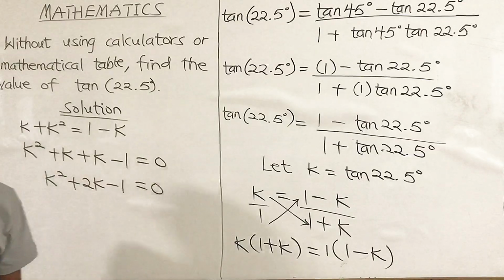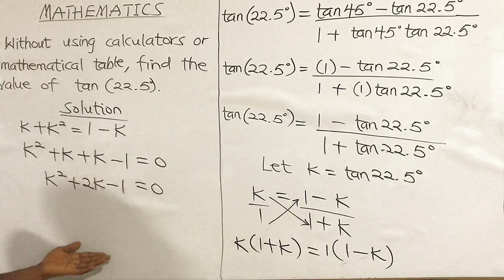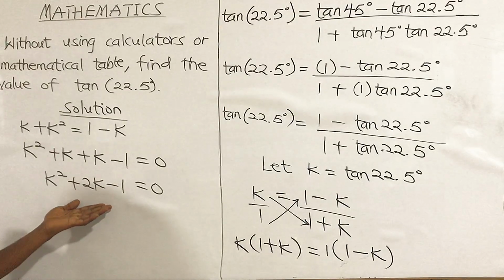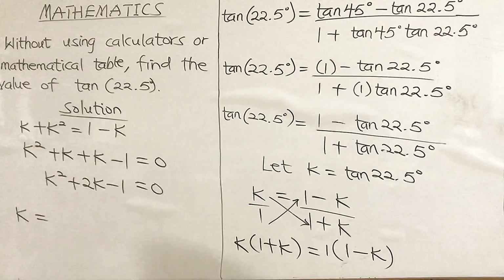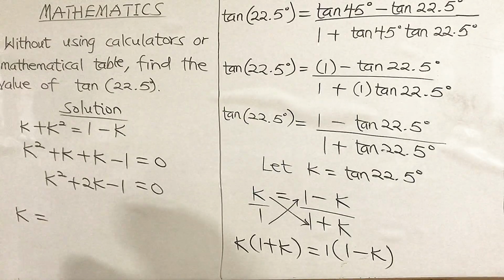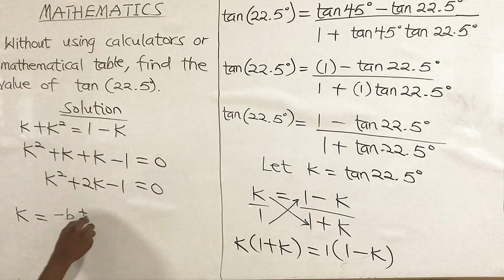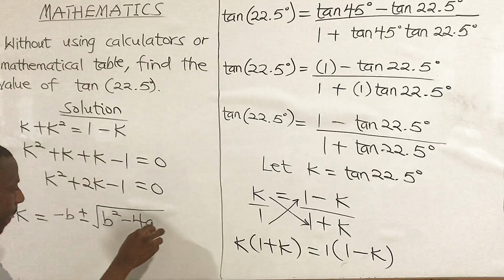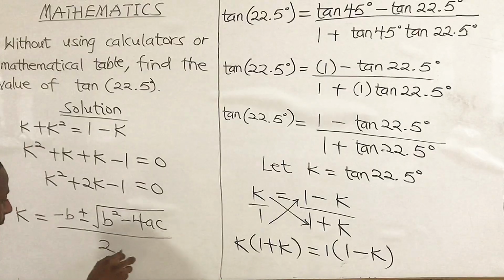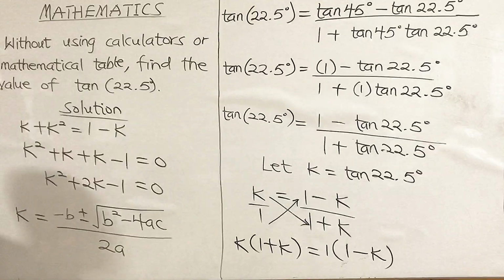Anytime we have a quadratic equation, we can use the general quadratic formula to find the zeros of this equation. In that case, I have k to be equal to, so with the general quadratic formula, it is given as minus b plus or minus root of b squared minus 4ac all over 2a.